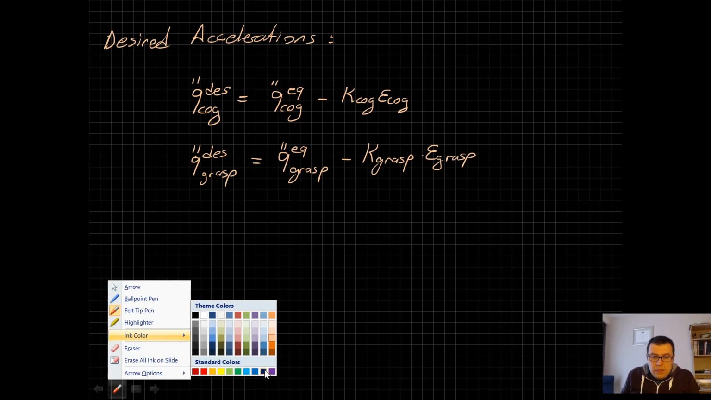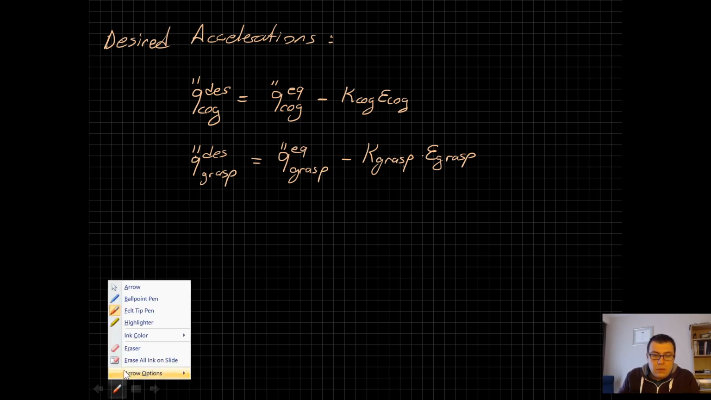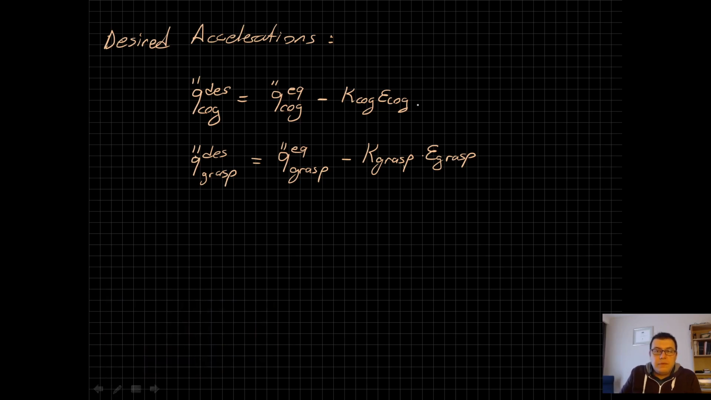Well, let me pick a different color. Maybe this one. I hope you can see this. No, it's hard. Let me erase this and pick a different color. Okay, maybe green would be fine. So I'll say minus PCOG minus P grasp.